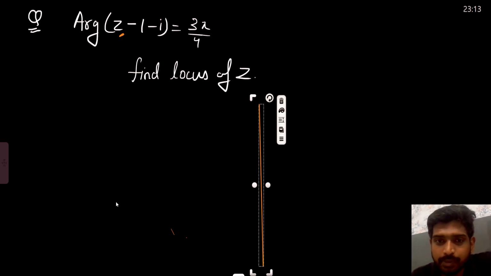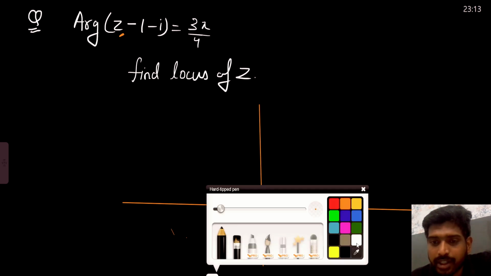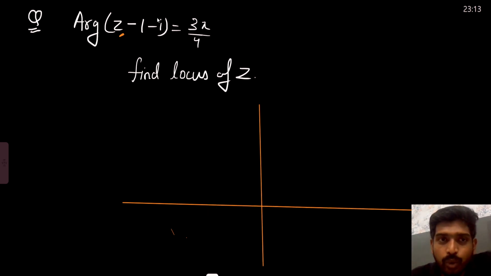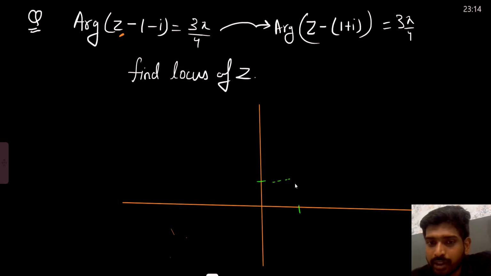If I draw on the graph where this ray will originate, its one end point is at 1 comma iota. This I can write as argument of z minus (1 plus iota) is equal to 3 pi by 4. Got it? So from where will it originate? It will originate at the point 1 comma 1.